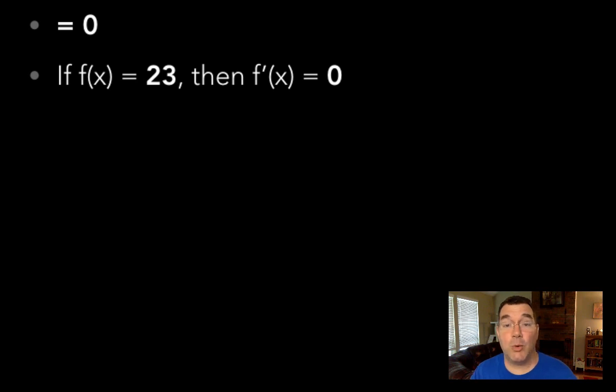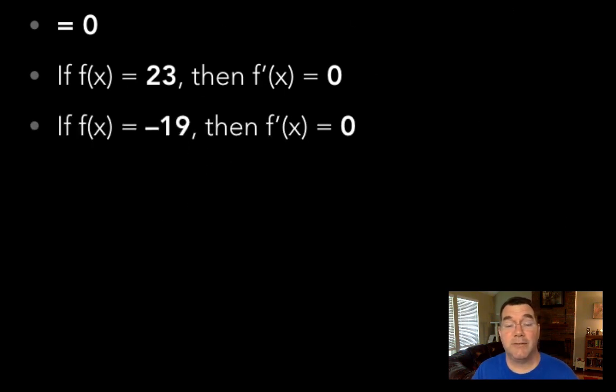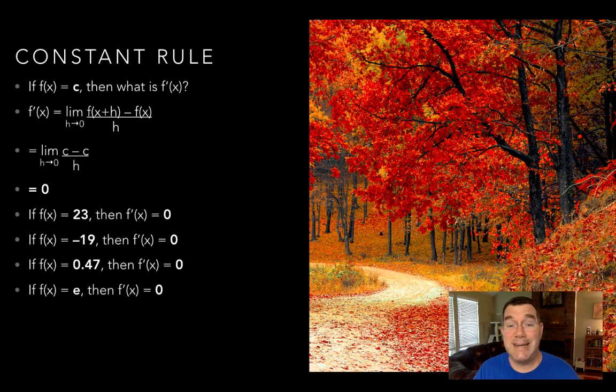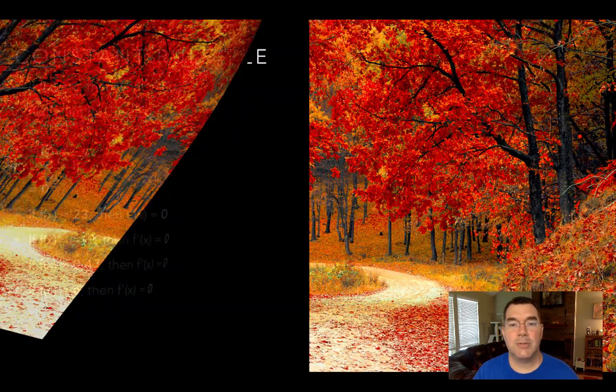All right, so no matter what the constant is, the derivative of that is going to be 0. So if my function is 23, the derivative is 0. If the function is negative 19, then the derivative is 0. If the function is 0.47, then the derivative is 0. If the function is e, then the derivative is 0, because e is still a constant. All right, so there's that rule.